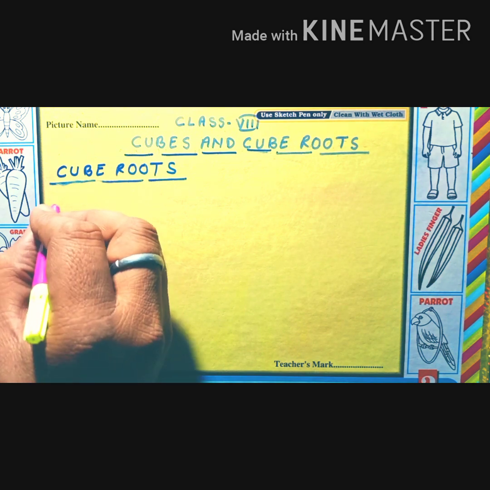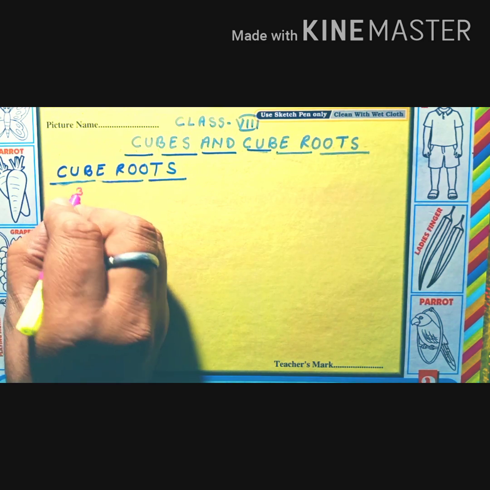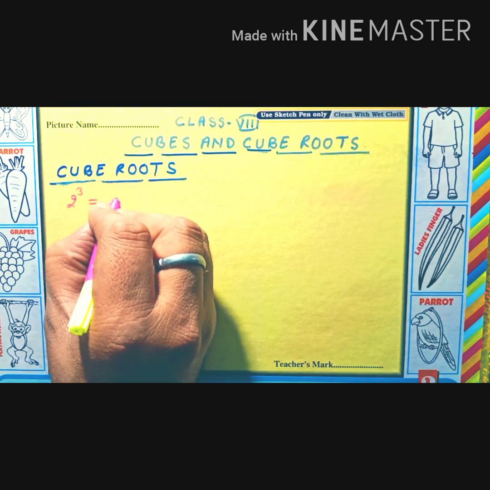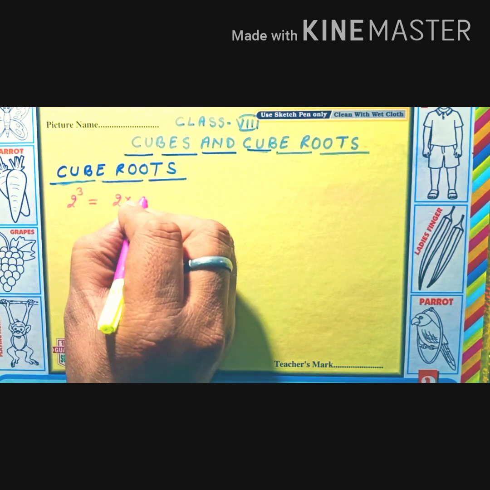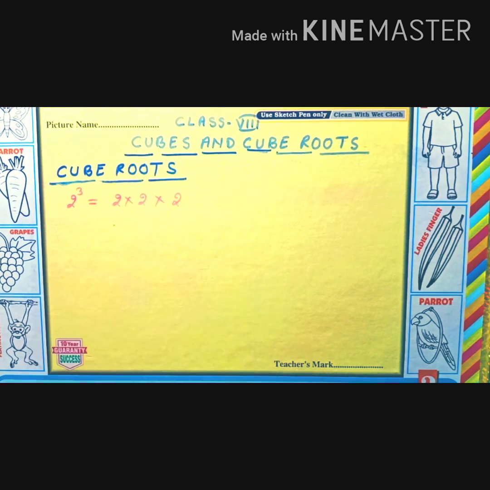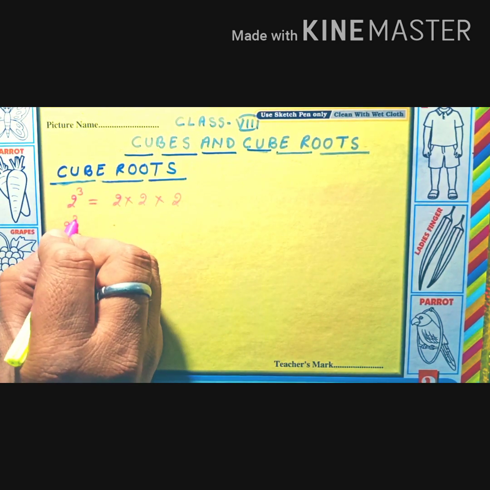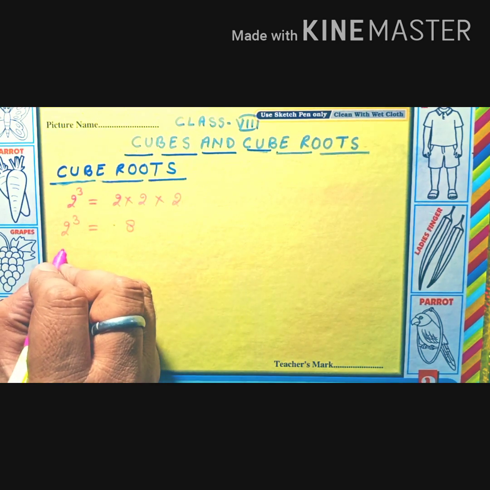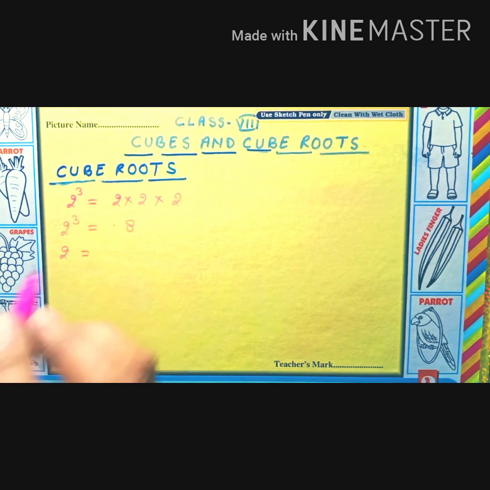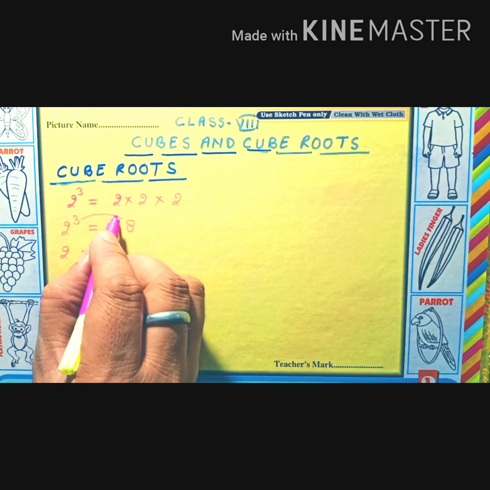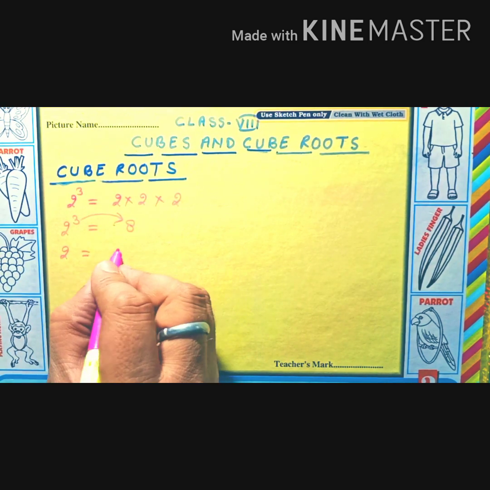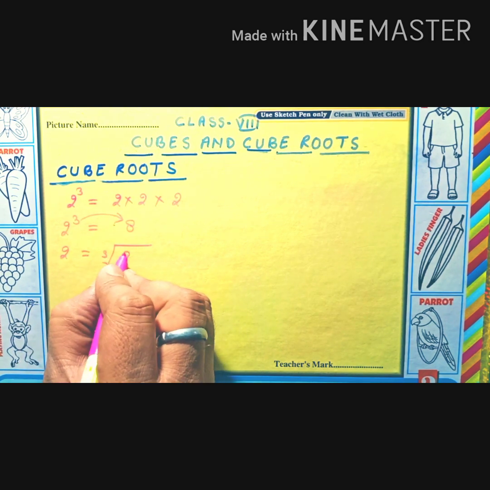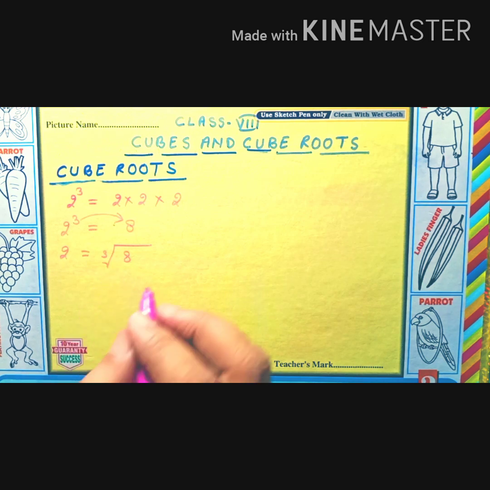Now first we know that cube of 2 is 2 multiplied by 2 multiplied by 2. Now 2 cube is equal to 8. Now this form is changed as this, and this is called cube root of 8.